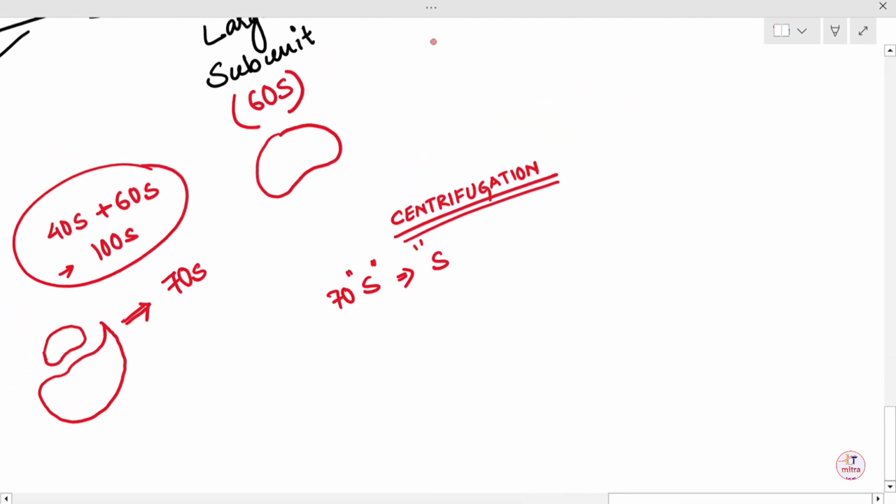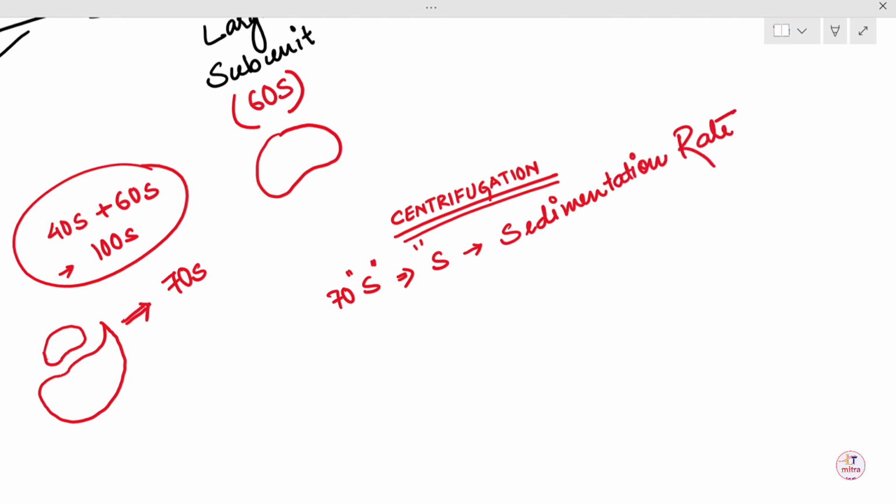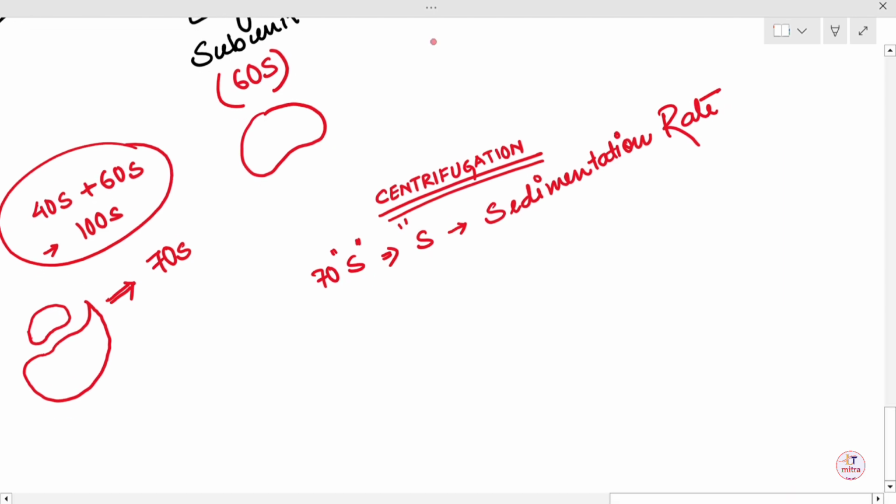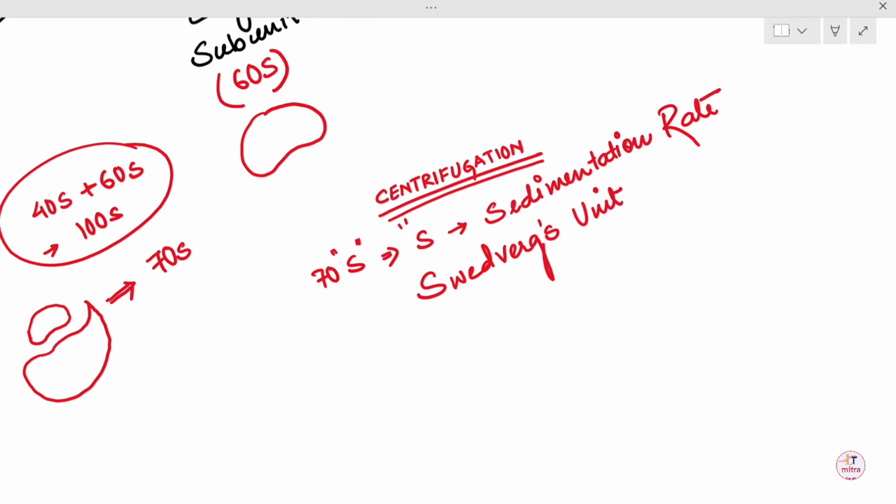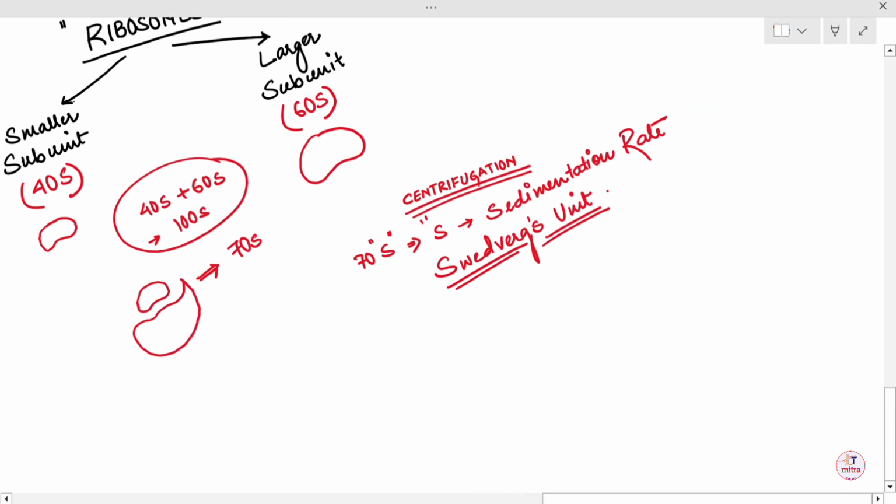sedimentation, or we can say Svedberg's coefficient or unit, whatever it may be. So the sedimentation rate means how quickly these units will sediment by centrifugation.